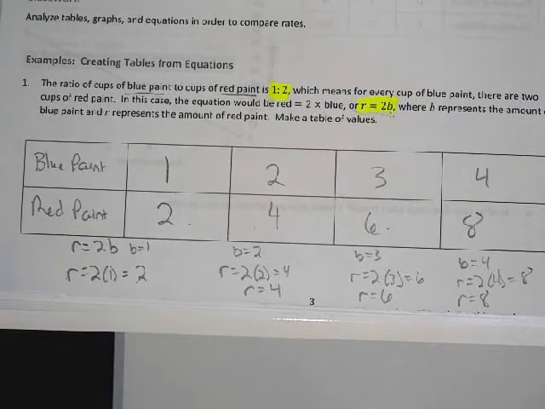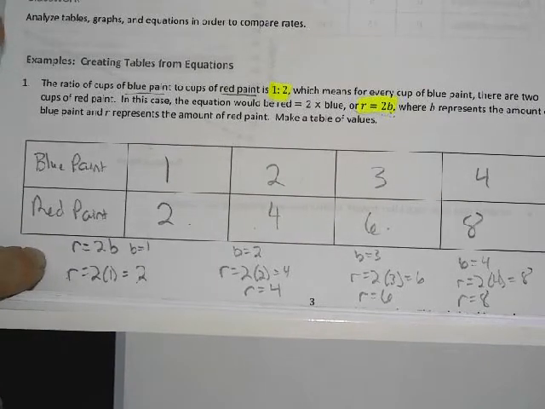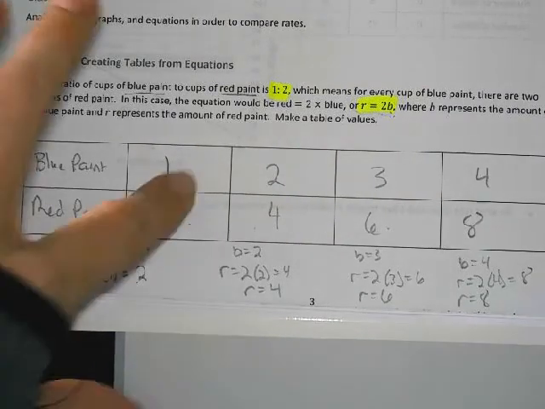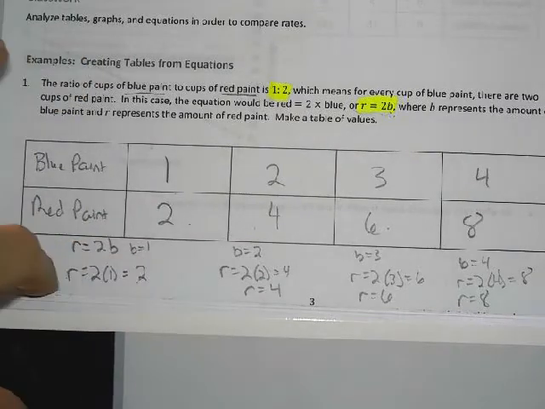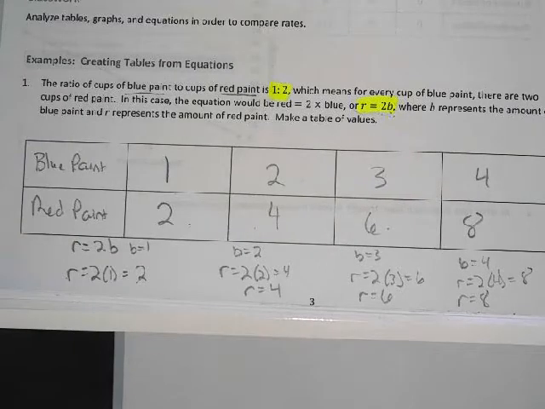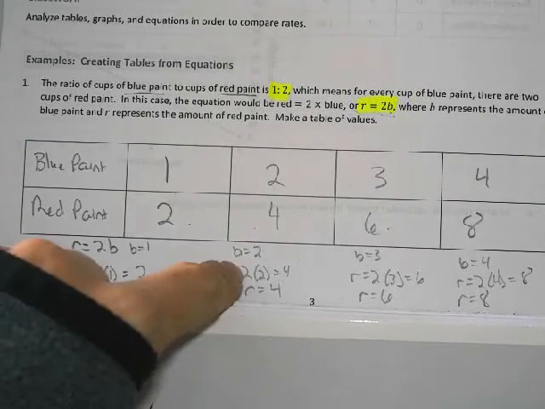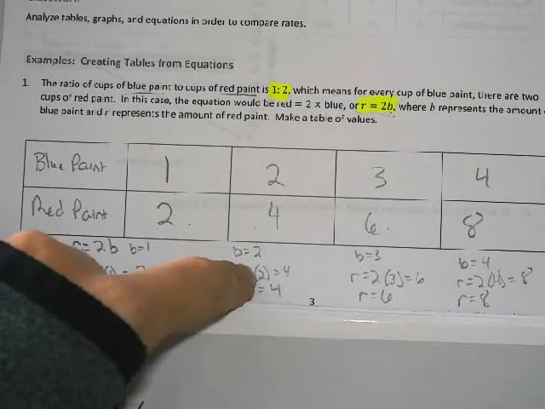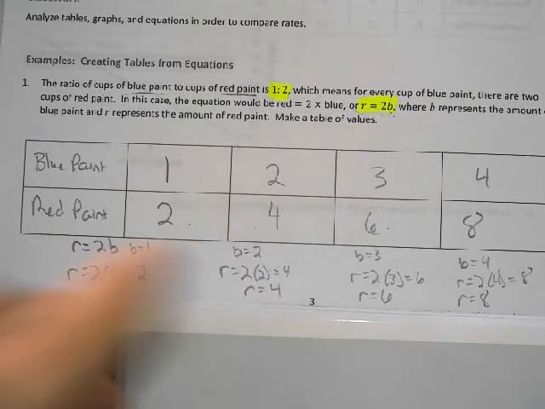So for the first one, I wrote the original equation over here just once. R equals 2B. For the first one, B equals 1. So I took R equals 2 times 1 equals 2. For the next one, B equals 2. So you took R equals 2 times 2, which is 4. So your red paint was 4 cups.